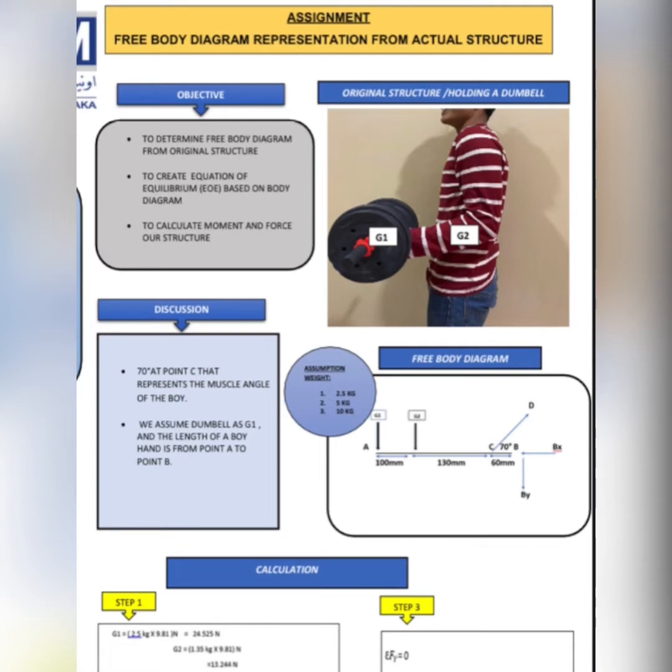This is our free body diagram. There is a 70 degree angle at point C that represents the muscle angle of the boy. We assume the dumbbell as G1 and the length of the boy's hand is from point A to point B.